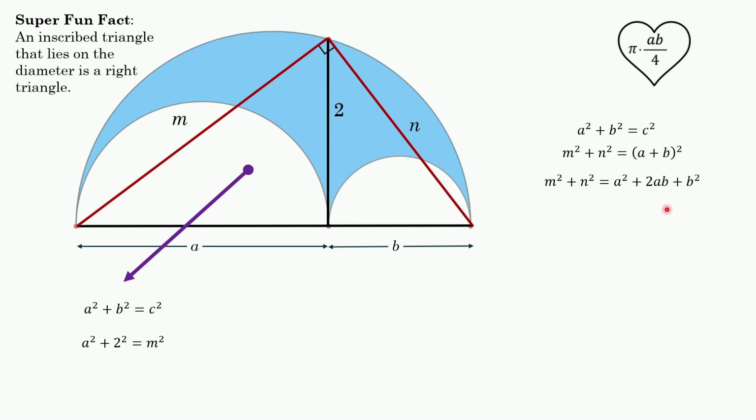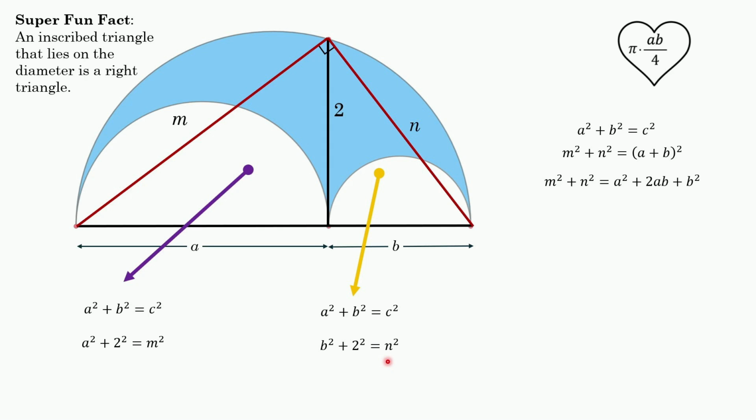Now let's do the Pythagorean theorem for this one over here. Here's what we've got. A squared plus b squared is c squared. Here, m is the hypotenuse, 2 is one leg, and a is another. So a squared plus 2 squared equals m squared. And let's do the same thing over here for this one. If you look at this triangle over here, hypotenuse is n. One leg is 2, the other leg is b. So a squared plus b squared is c squared would be b squared plus 2 squared equals n squared.